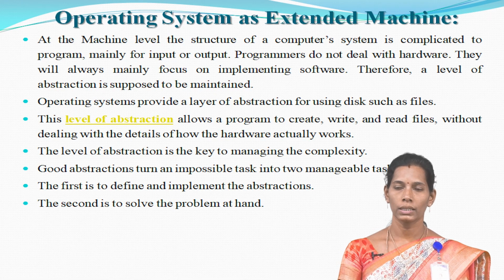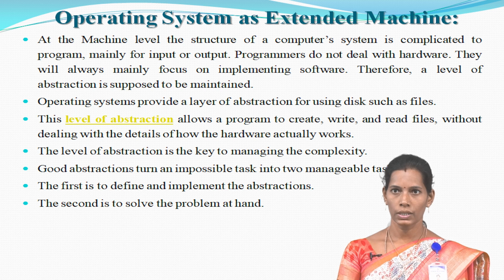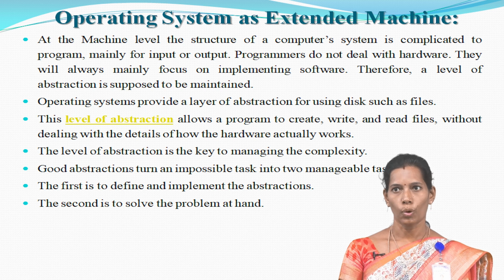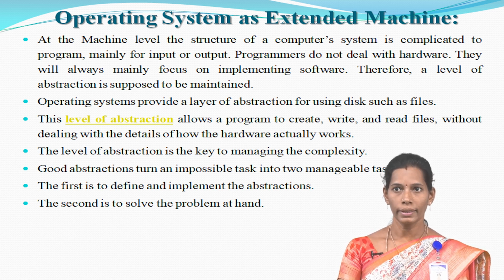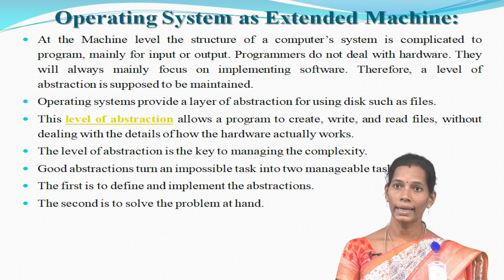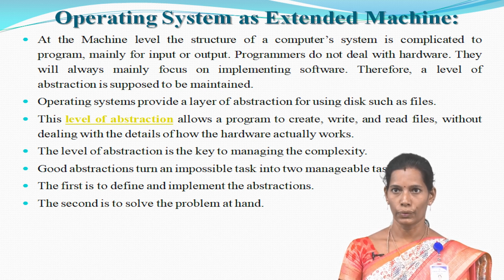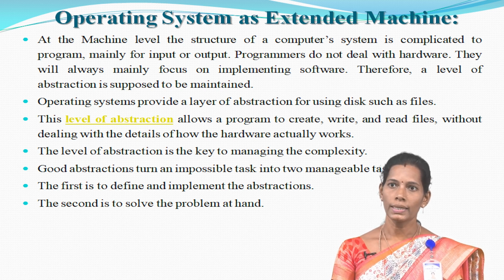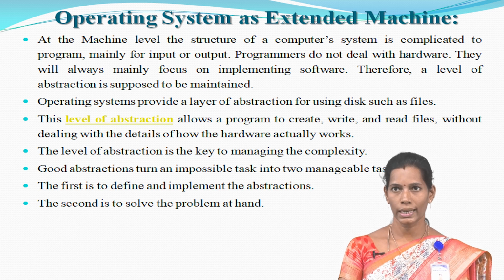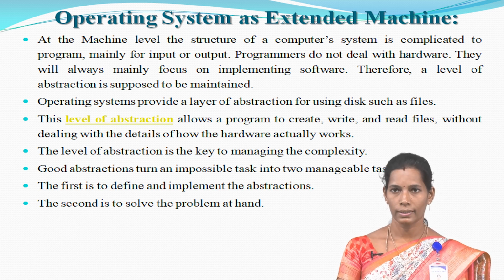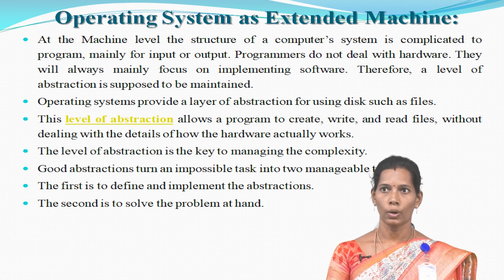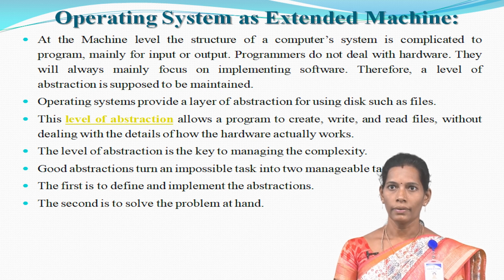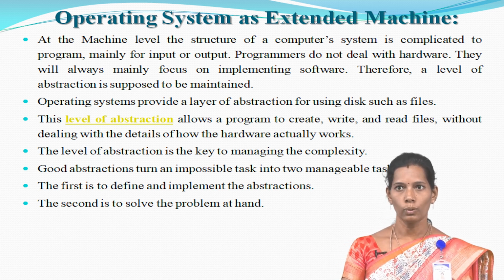Operating system as an extended machine. At the machine level, the structure of a computer system is complicated to program, mainly for input or output. Programmers do not deal with hardware. They will always mainly focus on implementing software. Therefore, a level of abstraction is supposed to be maintained. Operating system provides a layer of abstraction for using disks, such as files. This level of abstraction allows a program to create, write, and read files without dealing with how the hardware actually works.